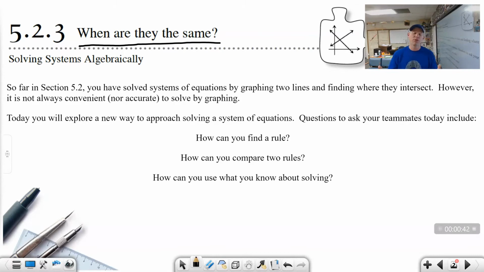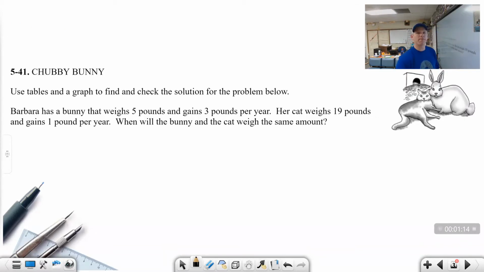And so today what we're going to do is start with what we know. So far in section 5.2, that's lesson 1 and 2, remember Evie and Joyla, when do they meet? When do they get together? You've solved a system of equations by graphing two lines and finding where they intersect. When are they the same? However, it is not always convenient nor accurate to solve by graphing. You're going to kind of see that in today's lesson. So we're going to do some work on your own first.